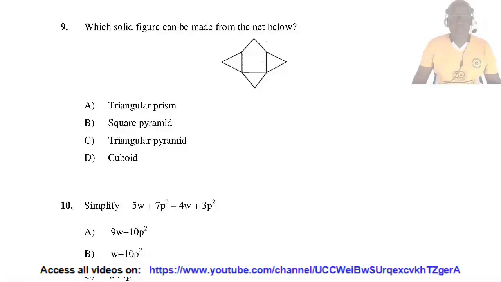Question 9. Which solid figure can be made from the net below? The answer is B. Square pyramid.